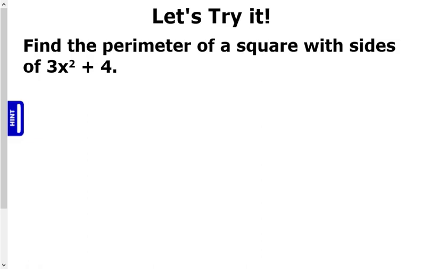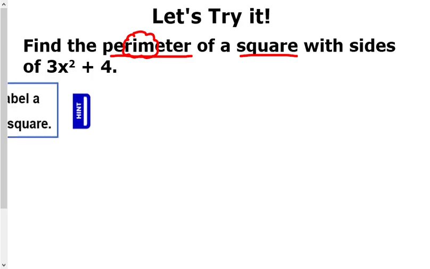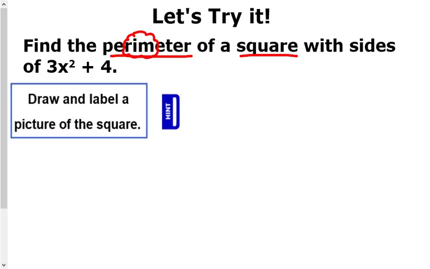Well, first let's talk about things that we know. We know that the word perimeter means the distance around something. And remember that the small word rim inside of the larger word perimeter reminds us of that. We're looking for the distance around the rim or the outside. And we know that it's a square, and if it's a square, we know that all four sides have to be congruent. So here's a hint also. Draw and label a picture of the square we're talking about.